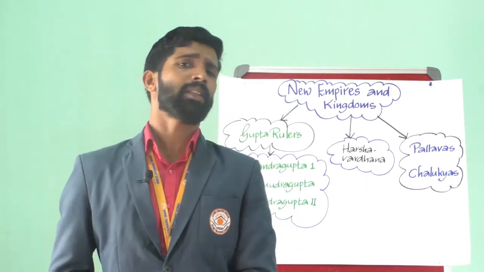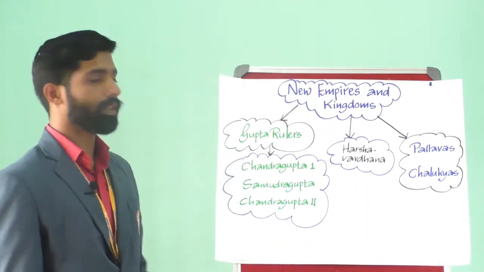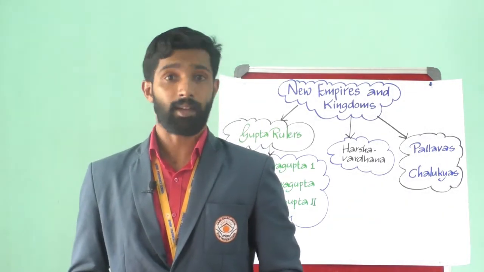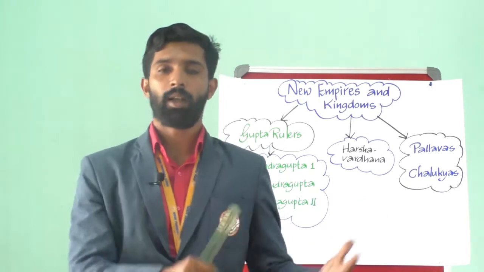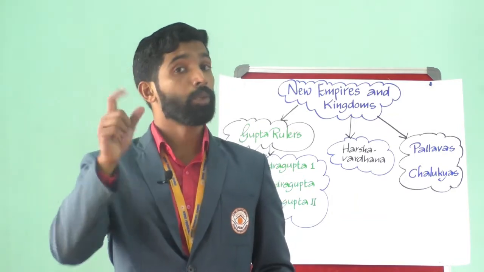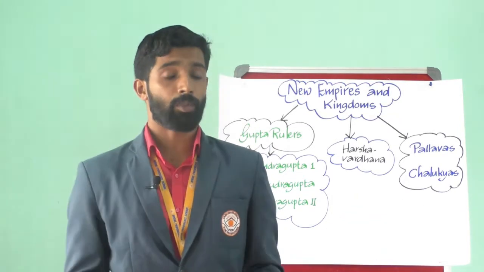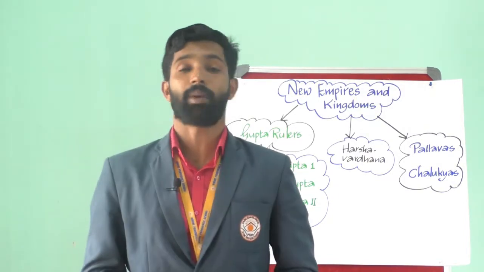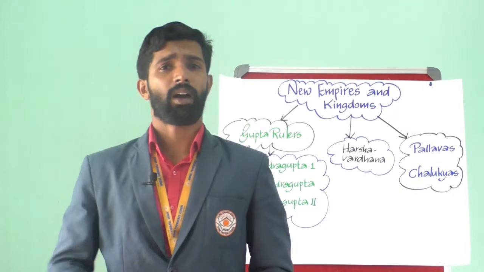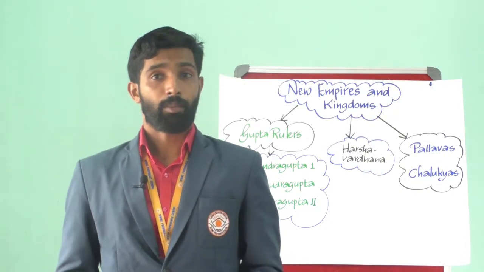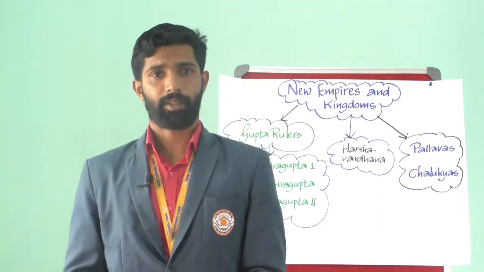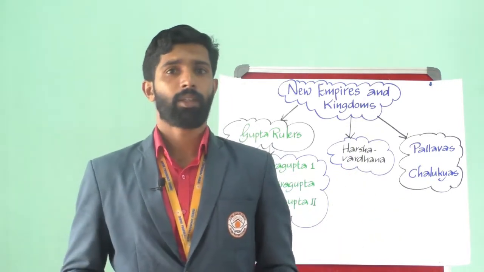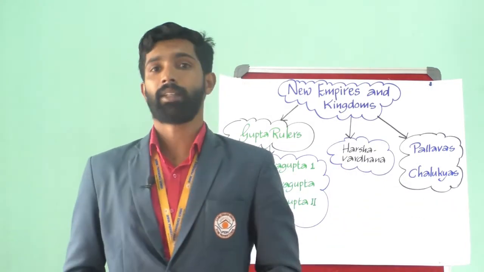Let us see the administration under the Guptas. We have learned all about the rulers. Now let us see the administration. First, we will learn about central administration. The Gupta rulers adopted an elaborate system of administration, which was in operation in areas directly controlled by them. They adopted high sounding titles such as Maharajadhiraja, Chakravarti and Parameshwara. It looks so high sounding, right?